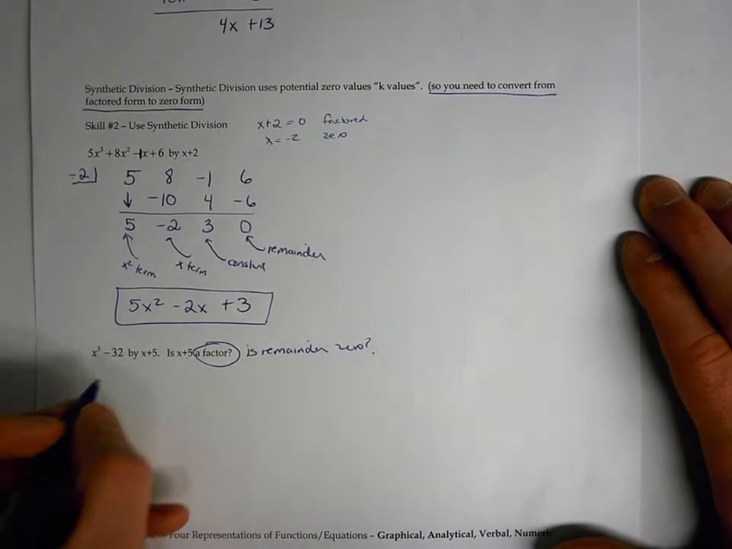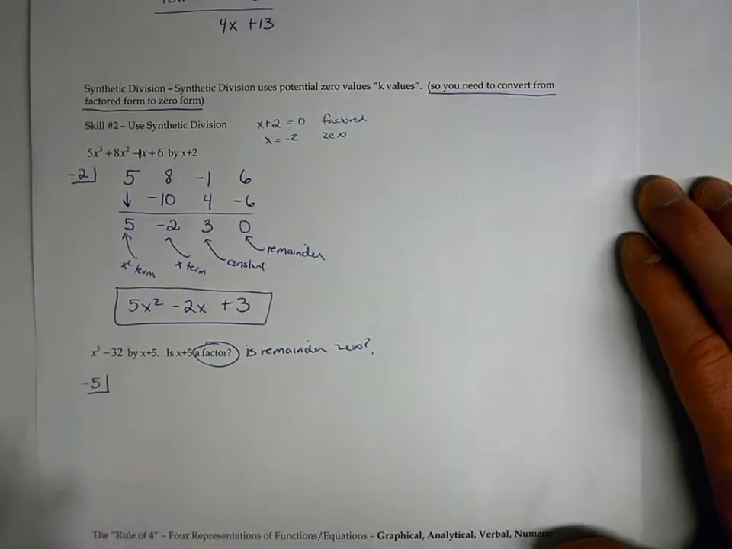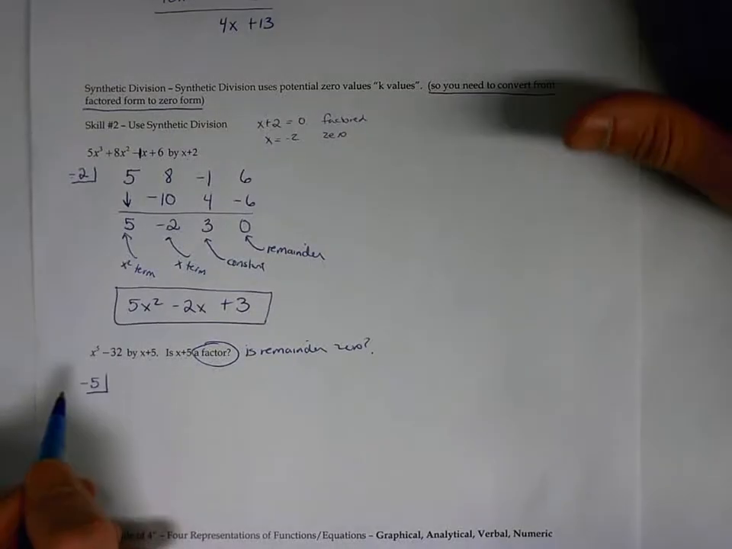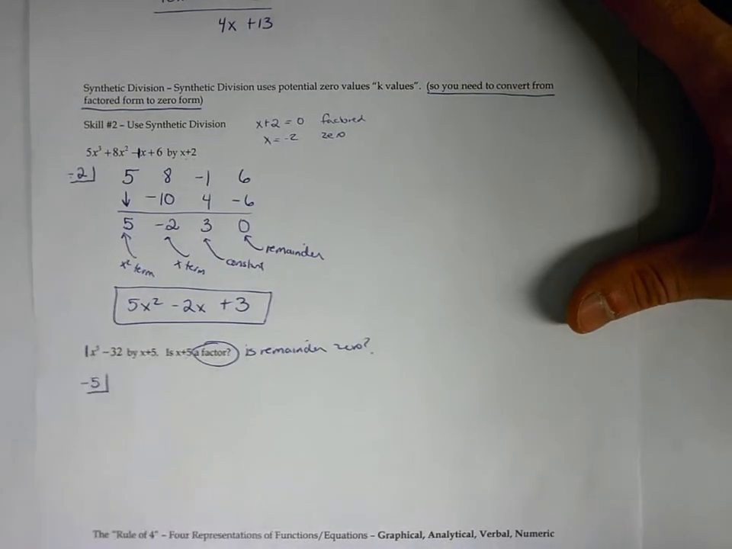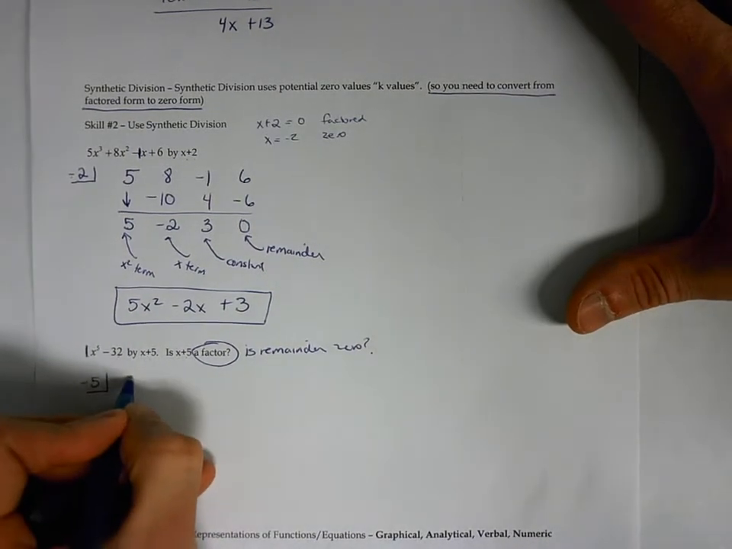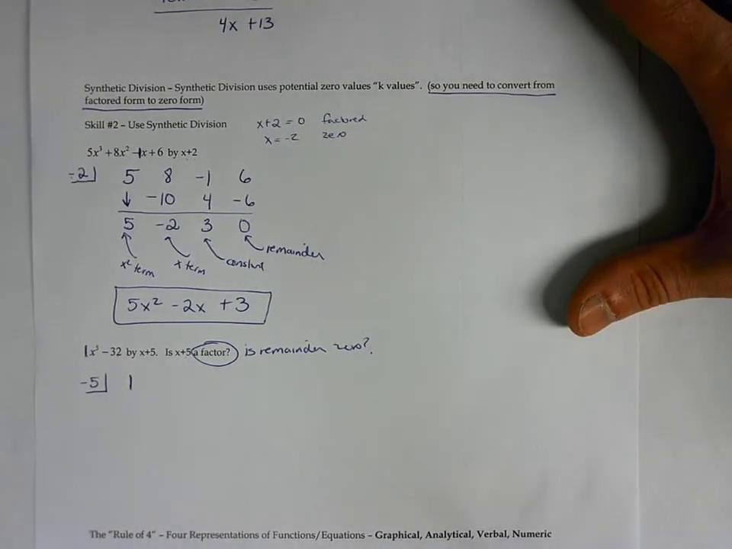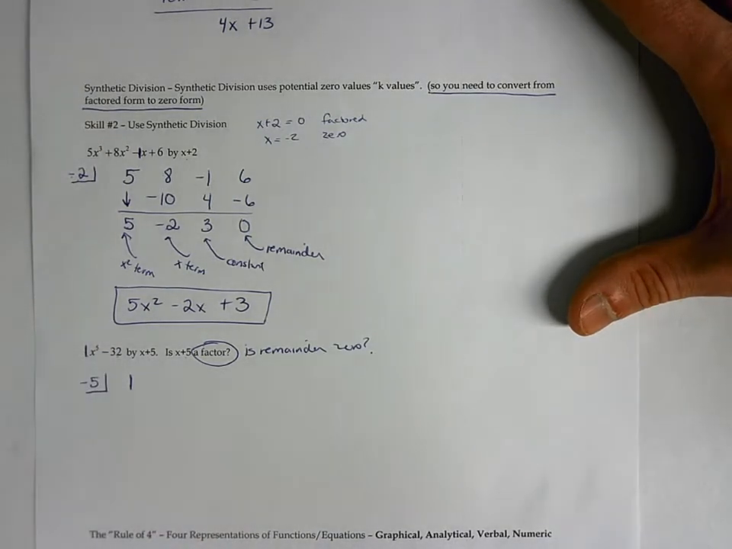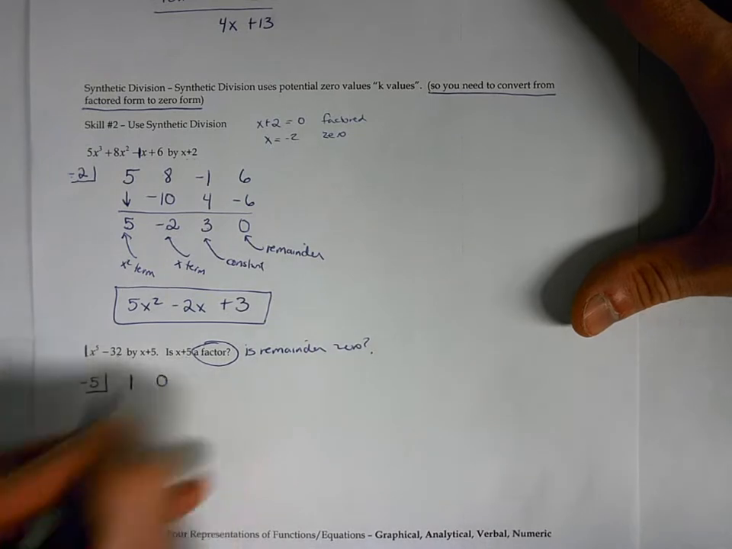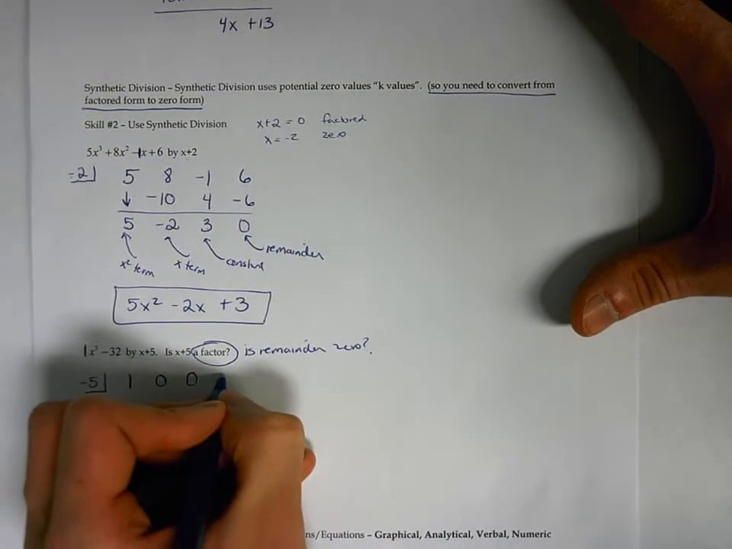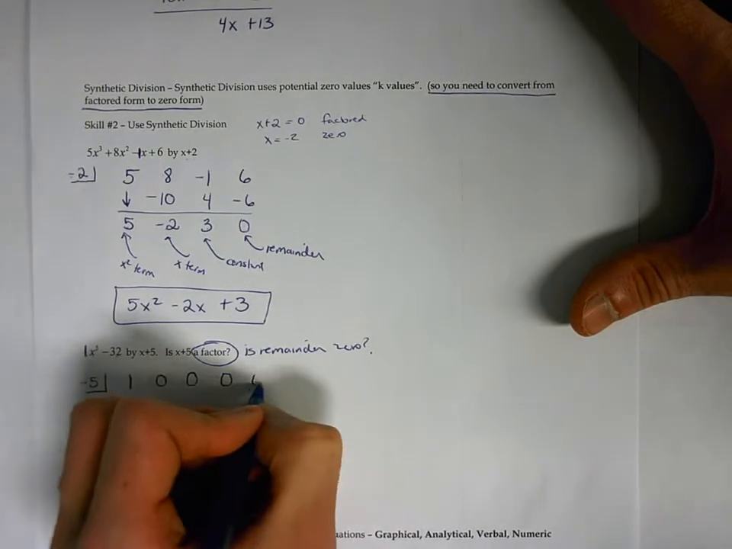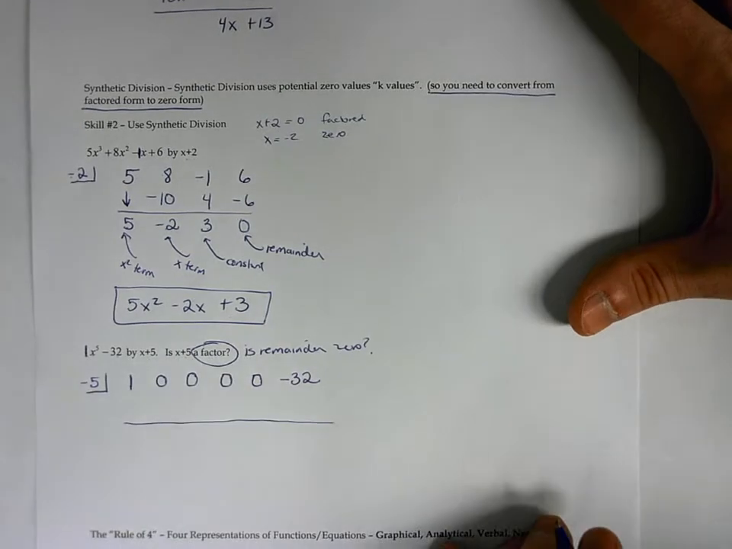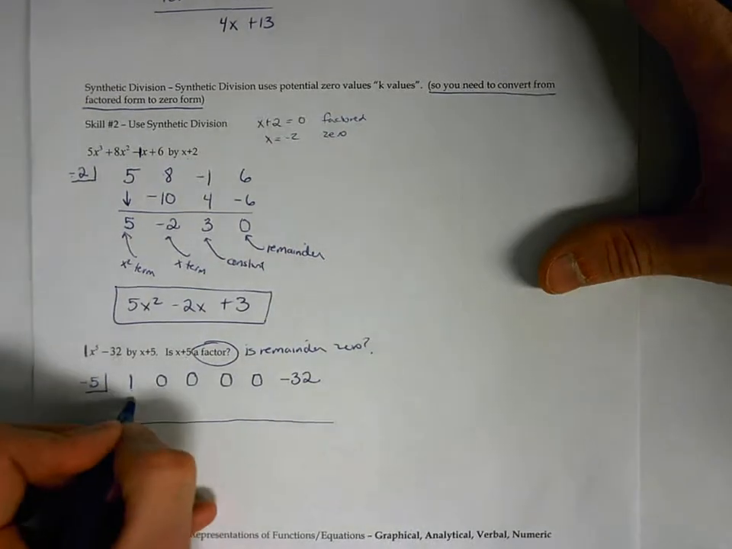Since we've got a factored form here, this x plus 5, we need to convert that to a zero or a potential zero, which is a negative 5. And then I need to convert these into coefficients. So I've got 1 and negative 32, but I need to have a placeholder for all those other terms that aren't listed. This is really x to the 5th plus 0x to the 4th plus 0x cubed. So I need a 0 for x to the 4th, a 0 for x cubed, a 0 for x squared, a 0 for x, and then that minus 32, which is the constant in the back.